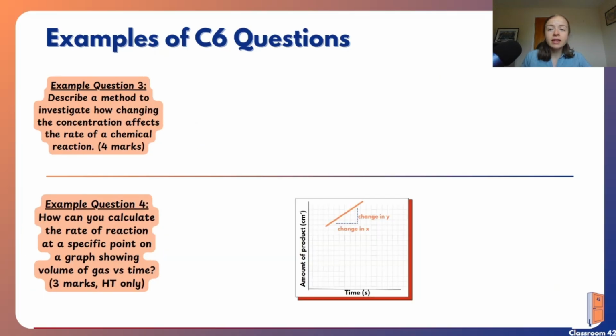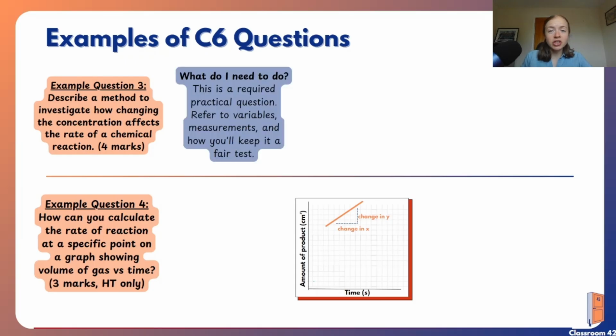So question 3: describe a method to investigate how changing the concentration affects the rate of a chemical reaction. So here, this is referring to the required practical that we've done. So we want to be referring to our variables, the measurements, and also how you'll keep it a fair test, because we're trying to give an overview of a method, so somebody reading it would be able to understand what the method entails.